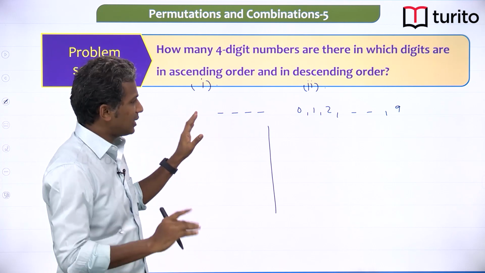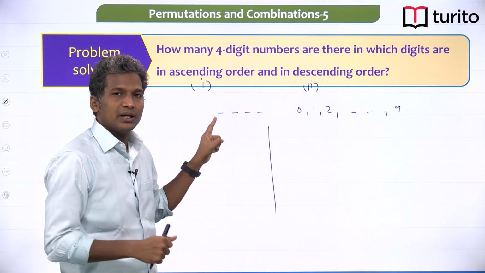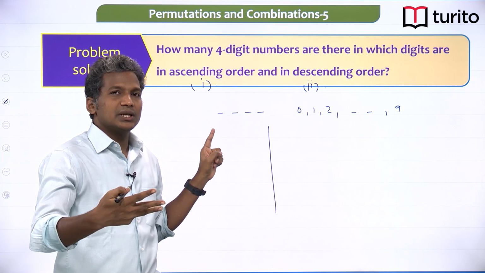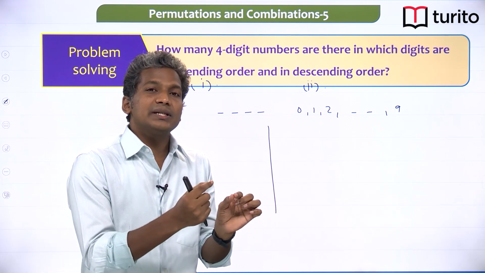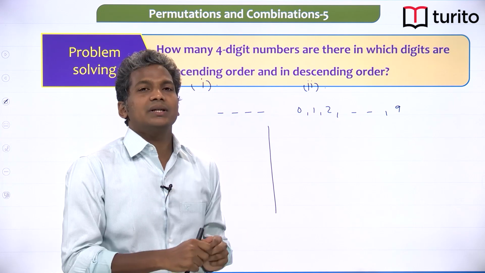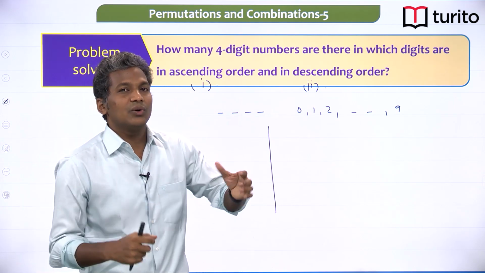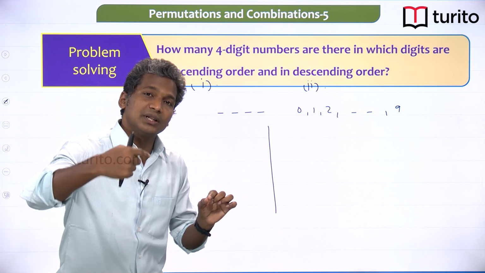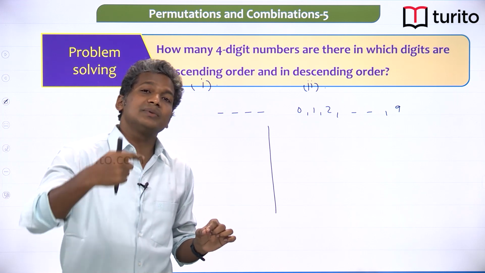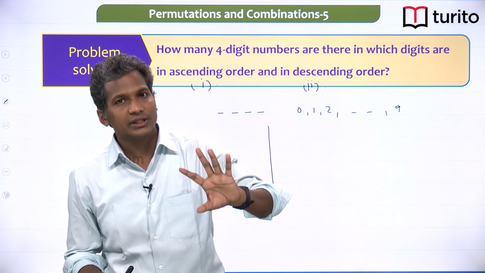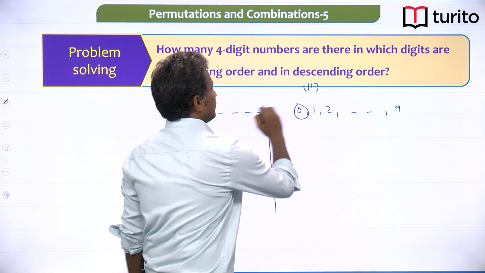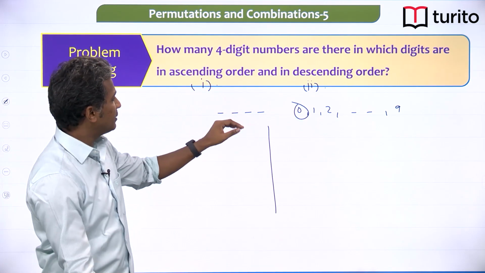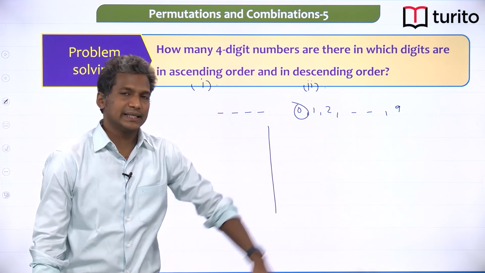Remember that whenever 0 comes here it becomes a 3-digit number, so it is violating our rule. But ascending order means the number should be in increasing order, so if 0 at all comes, it must come in the first place only, but if it comes in the first place it cannot be a 4-digit number. So, 0 is completely out of options. We remove 0 and we form the number using the remaining 9 digits.